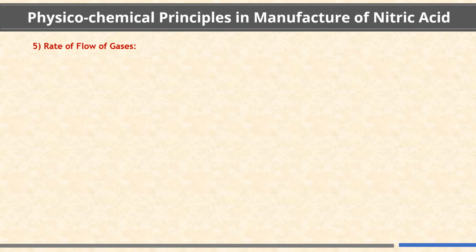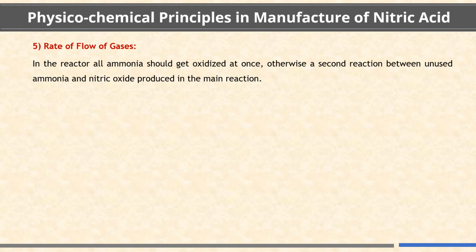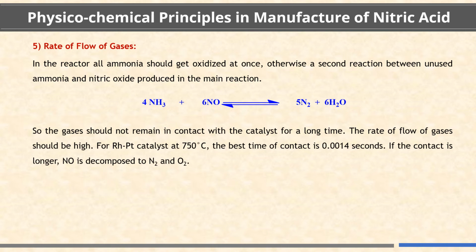Rate of flow of gases. In the reactor, all ammonia should get oxidized at once, otherwise a second reaction occurs between unused ammonia and nitric oxide produced in the main reaction. That will give rise to 4 NH3 plus 6 NO, giving nitrogen evolution in the reaction. So, the gases should not remain in contact with the catalyst for a longer period of time. The rate of flow of gases should be high.